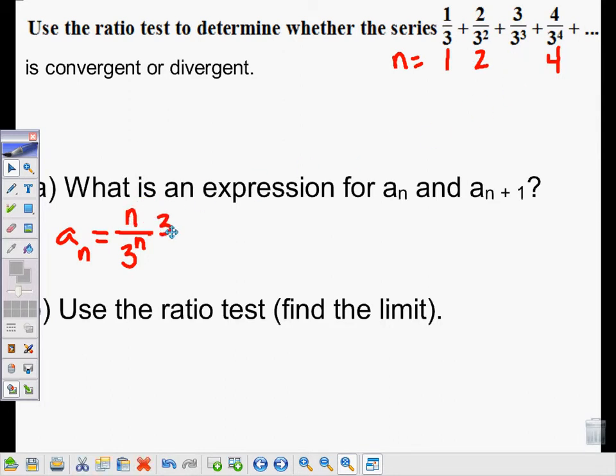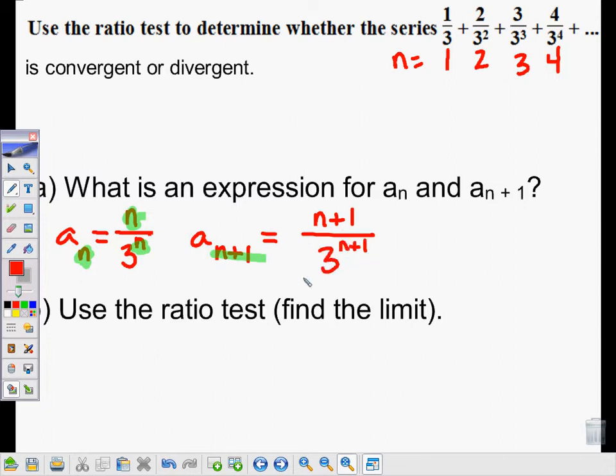If I put in 3 for n here and for n here, that would give me 3 over 3 to the third, which is what I have here, and same thing for 4 and so on and so forth. So that works for my a sub n term. My a sub n plus 1 term would simply take and replace where I have n with n plus 1. So I'm going to have n plus 1 over 3 to the n plus 1. So I've taken and replaced my n's with n plus 1.